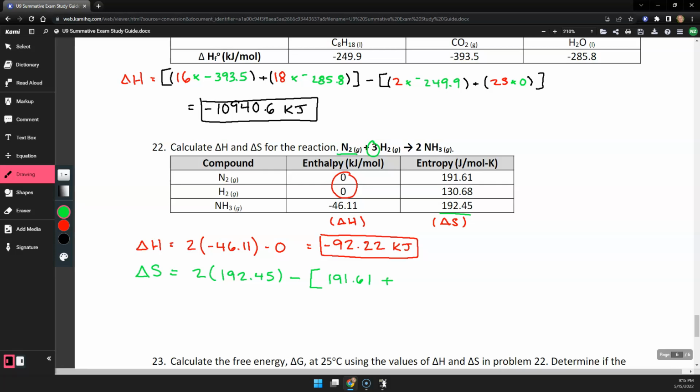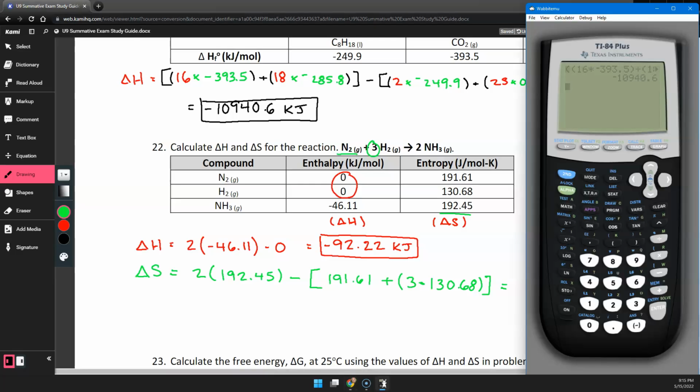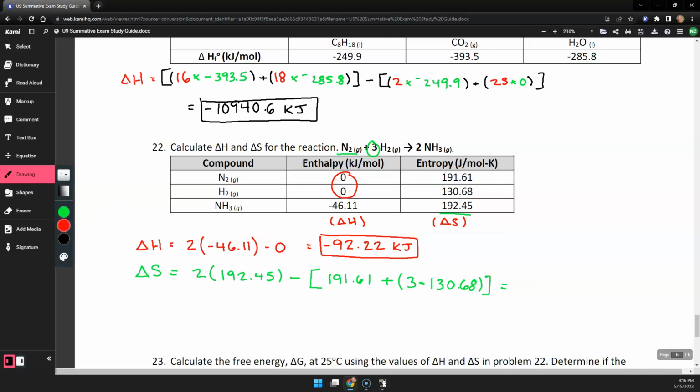plus we have 3 moles. 3 moles times hydrogen is 130.68. Okay, 2 times 192.45 minus parenthesis 191.61 plus parenthesis 3 times 130.68, 68, not 67, and close it up. Okay, so we get an answer of negative 198.75 joules per Kelvin.